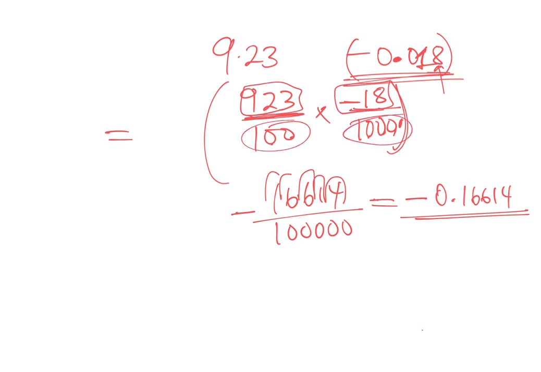But notice what happened: we multiplied the 923 by the negative 18, and then we put the zeros in the denominator as we needed to, 100 for this one and 1,000 for that one. We multiplied the numerators together, and then we applied that negative, and then we moved the decimal point depending on how many zeros you have in the denominator. We had 1, 2, 3, 4, 5. So that's where the decimal point is going to go. And then you put a 0 in front like that, and you are good to go.